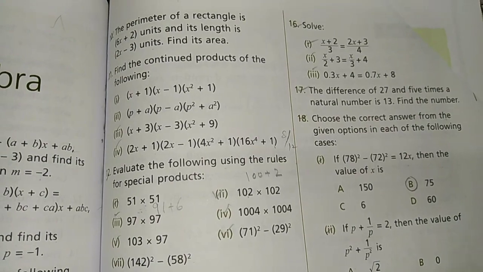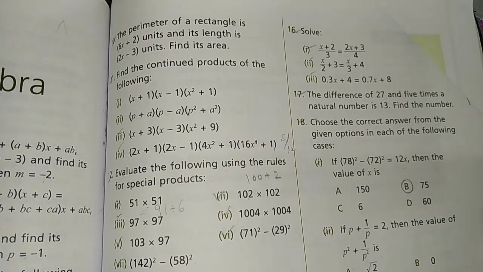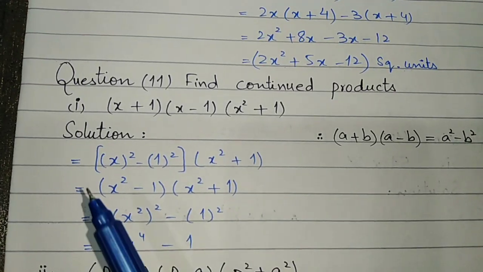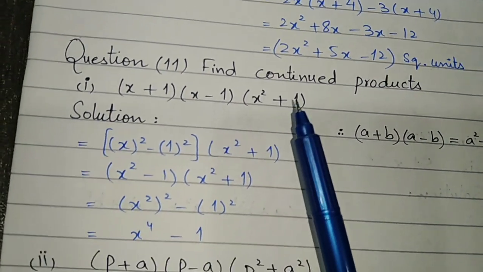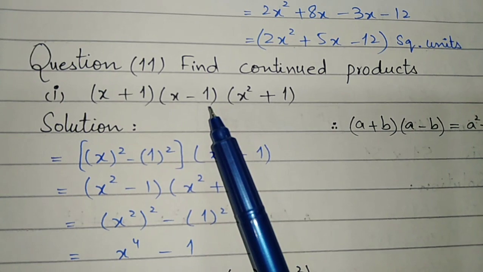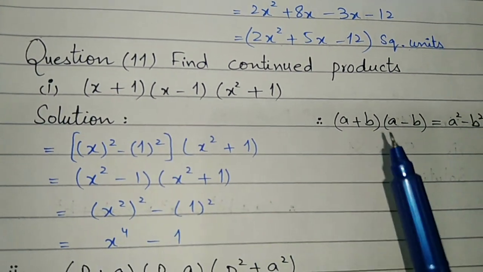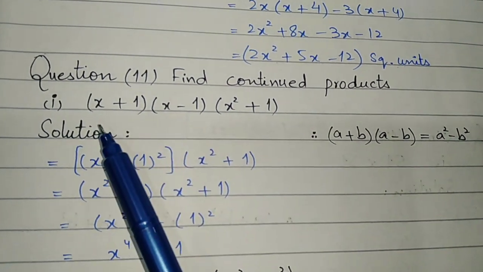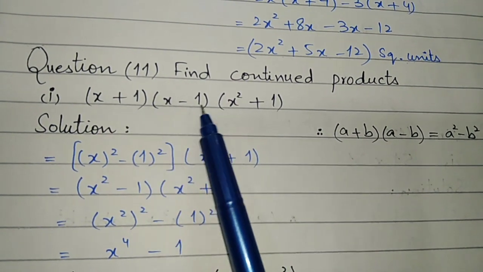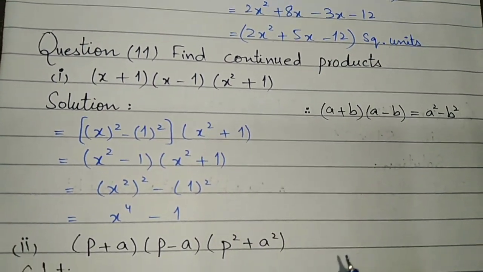The next question is question number 11. Find the continued products of the following. The first part is (x + 1)(x − 1)(x² + 1). For x + 1 and x − 1, we have to apply the third identity, that is (a + b)(a − b) equals a² − b². So x² − 1², times (x² + 1).